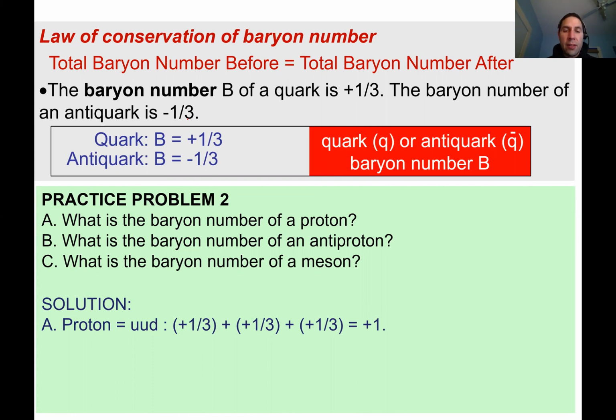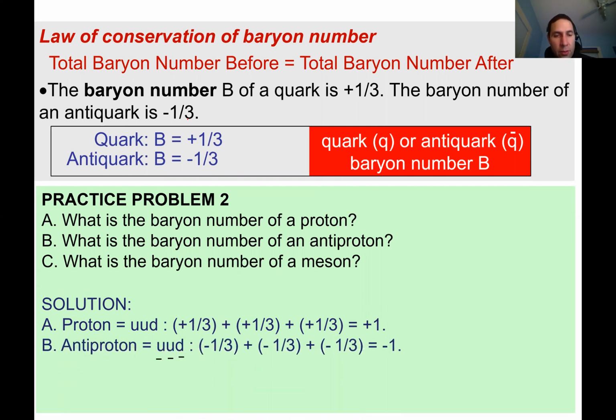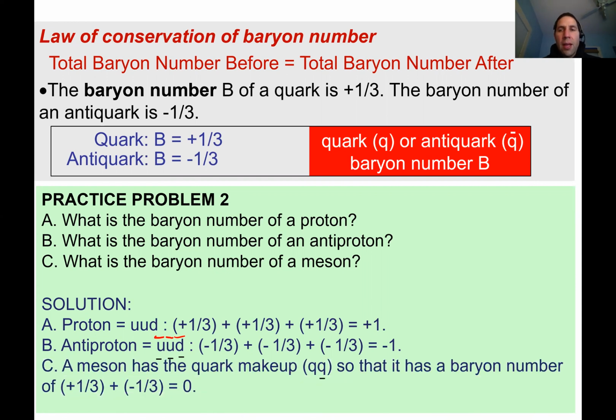What about an antiproton? Well, antiproton is going to be, let me just fix this. It should be bar, bar, bar. So that would be negative 1/3 plus another negative 1/3 plus another negative 1/3, which gives you a baryon number of -1 for an antiproton. And then a meson has a quark makeup of a quark and an antiquark. Sorry, these got mixed up somehow. And so it's going to have a baryon number of plus 1/3 from the quark and a negative 1/3 from the antiquark. And that's going to total up to be a total baryon number of 0 for a meson.